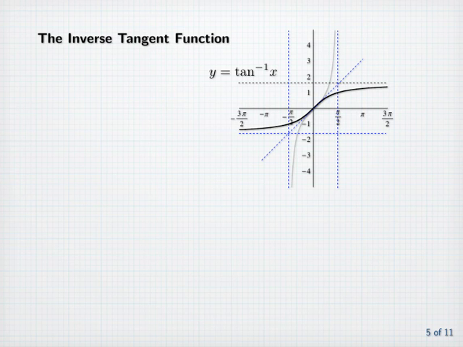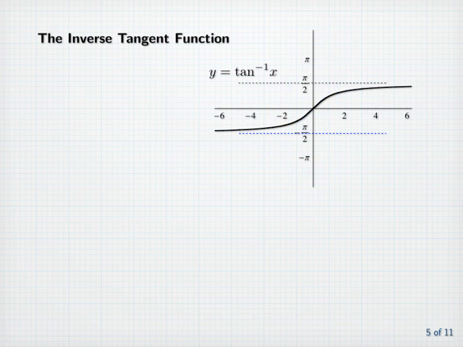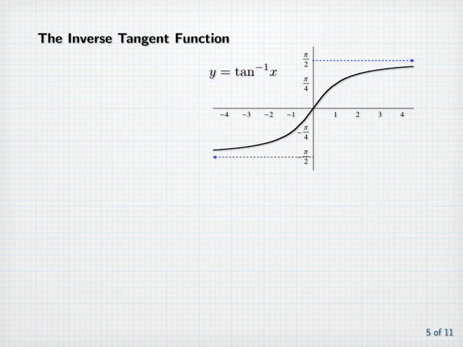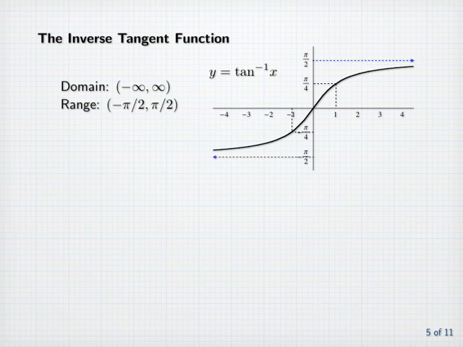Notice that the vertical asymptotes to the graph of tangent have reflected to become horizontal asymptotes to the graph of inverse tangent. The domain of inverse tangent is all x, and its range is the open interval from minus pi over 2 to pi over 2. Notice that since the values of tangent at plus and minus pi over 4 are plus and minus 1, the values of inverse tangent at plus and minus 1 are plus and minus pi over 4.